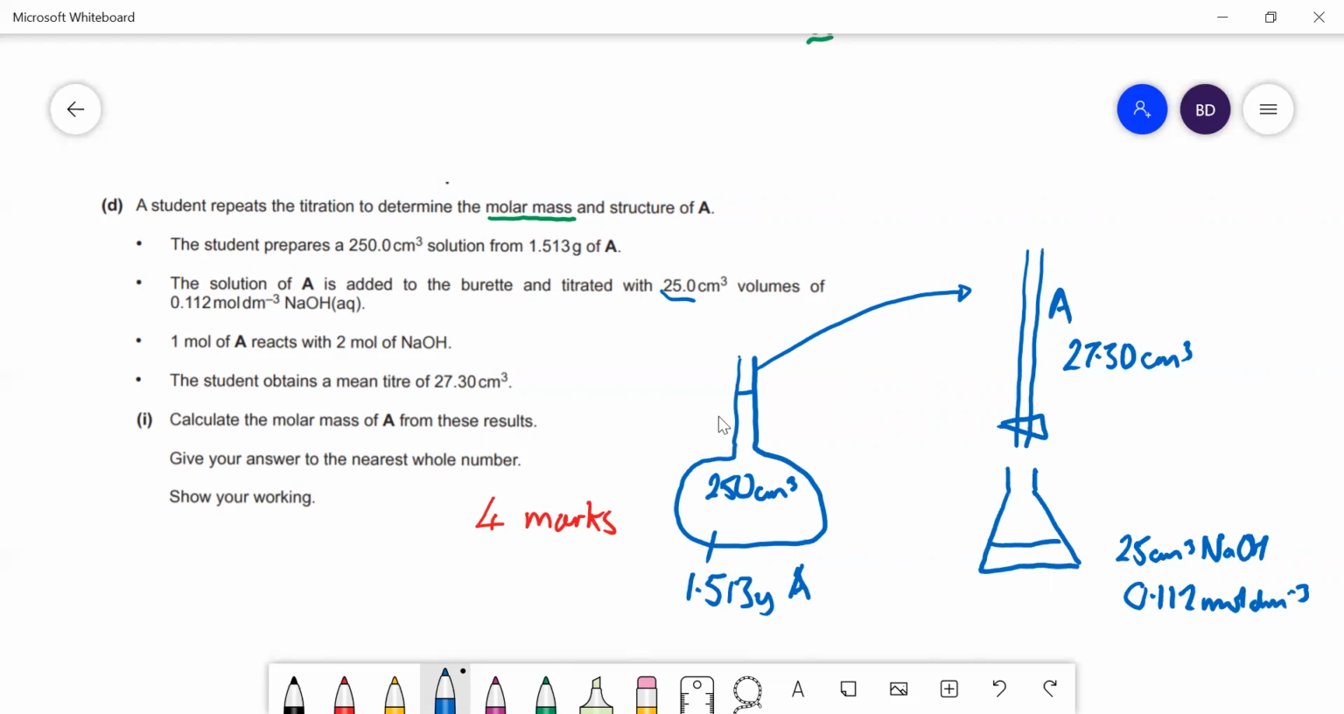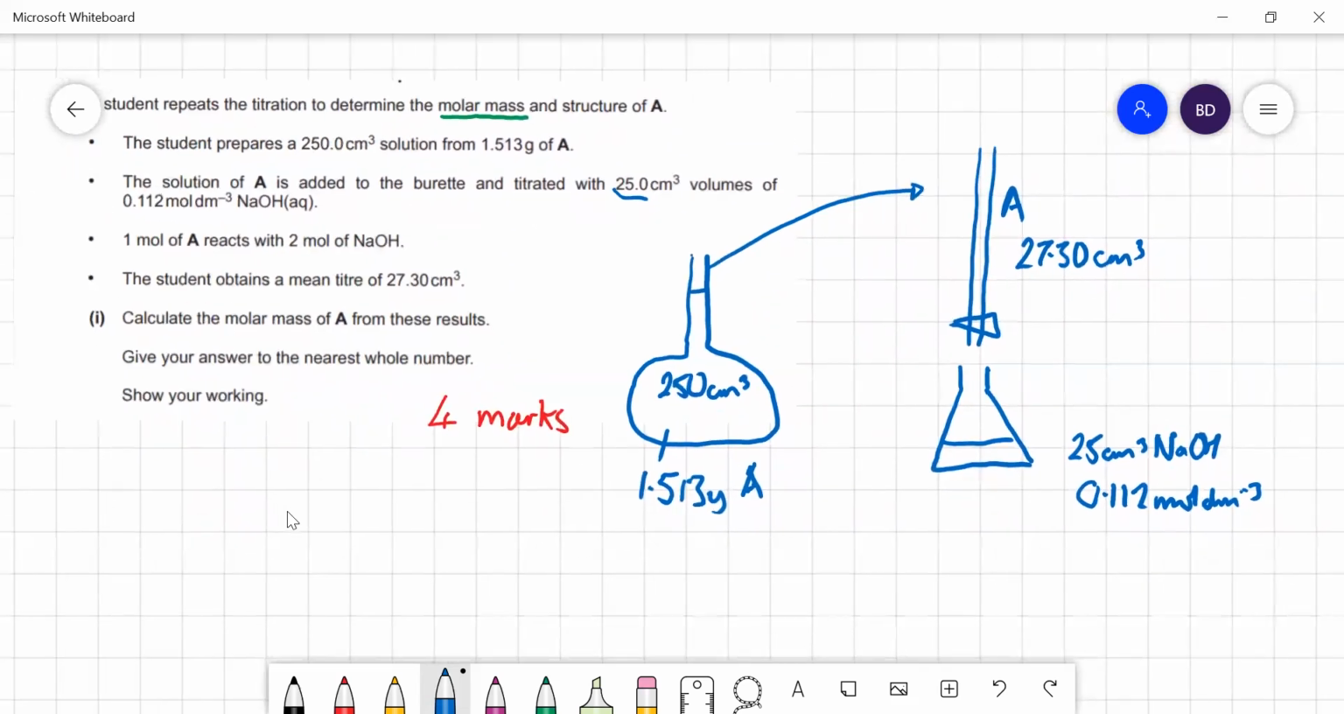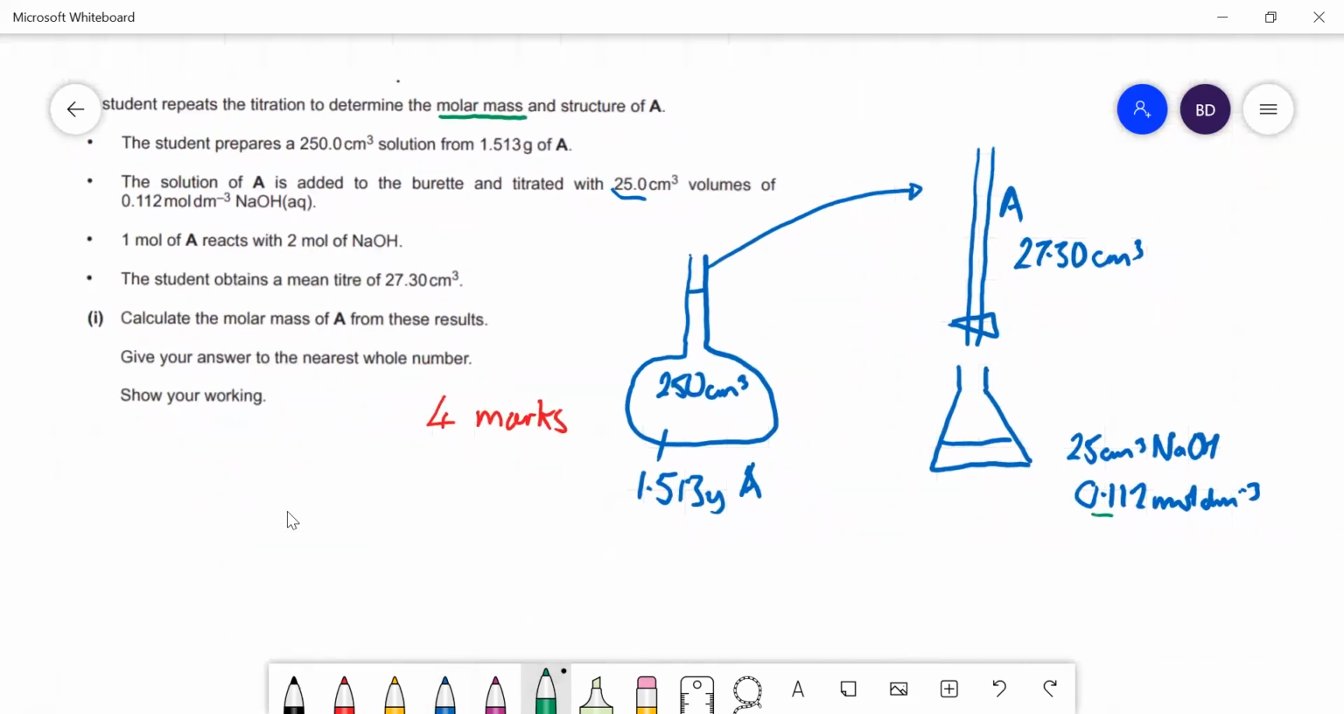Right, well, how are we going to do that then? Well, we're going to find out the moles of sodium hydroxide, concentration times volume. Then they tell us that 1 mole of A reacts with 2 of NaOH, so we're going to halve it to get the moles of A. That will give us the moles of A in that much. Then we can work out the concentration of solution A. We can find out the number of moles in that solution. And then we can find out the MR because we know the moles and we know the mass of A. Okay, that's an overview of what we're going to do.